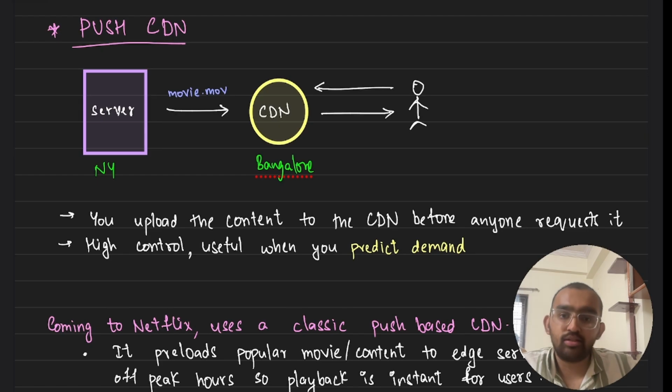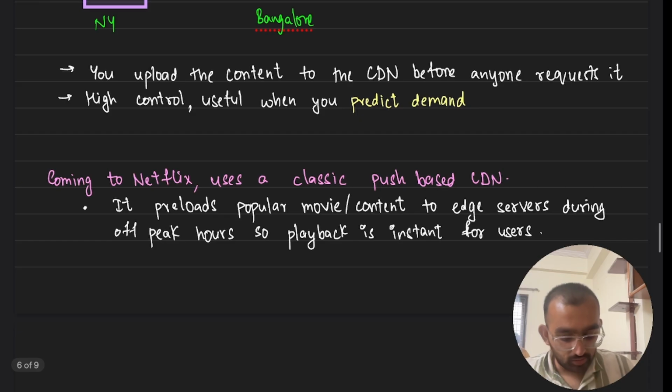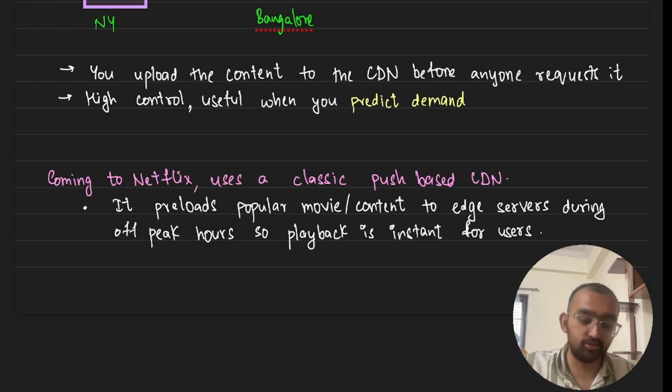Netflix uploads the content to the CDN before anyone even requests it. So this gives higher control, and this is usually done when you can already predict the demand beforehand. So it preloads the popular movie or content to the edge servers during off-peak hours, so playback is consistent and pretty instant for the users.